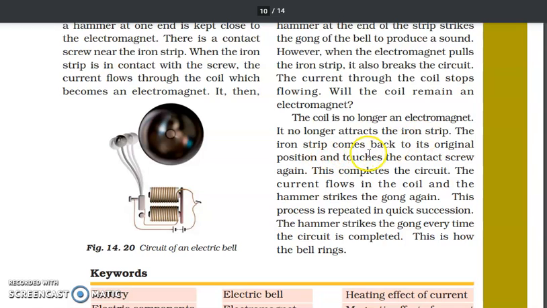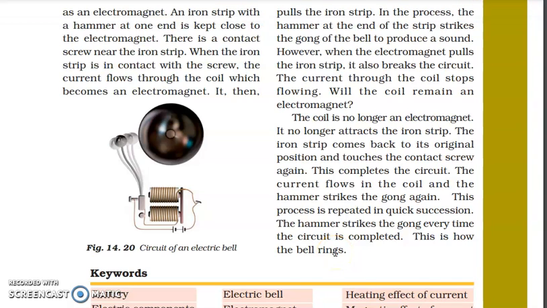The iron strip comes back to its original position, touches the contact screw again, and completes the circuit again. The current flows in the coil and the hammer strikes the gong again. This process is repeated in quick succession. The hammer strikes the gong every time the circuit is completed. This is how the bell rings. So this is the simple activity of the electric bell.